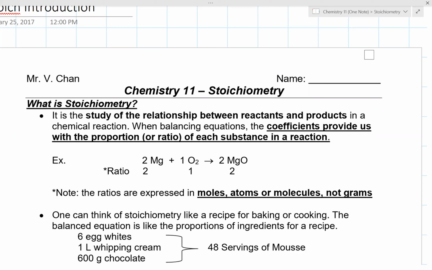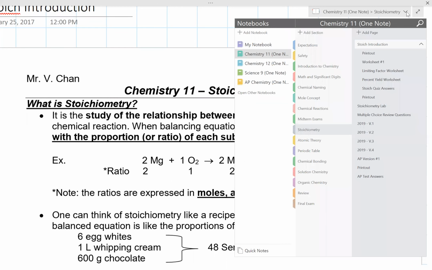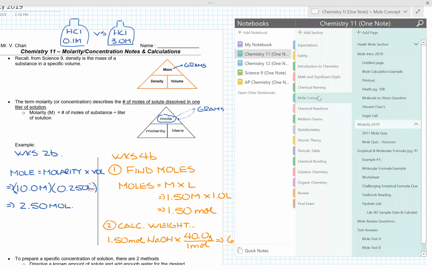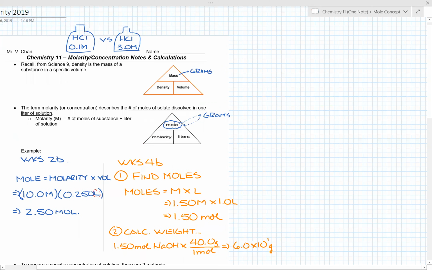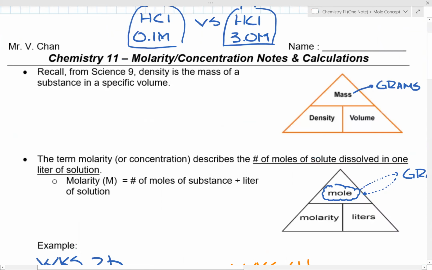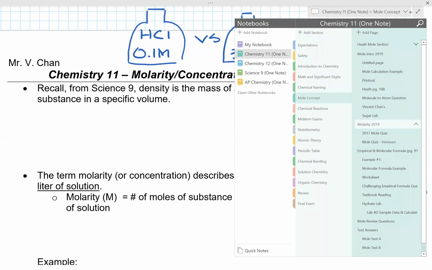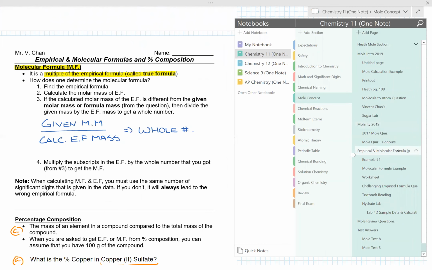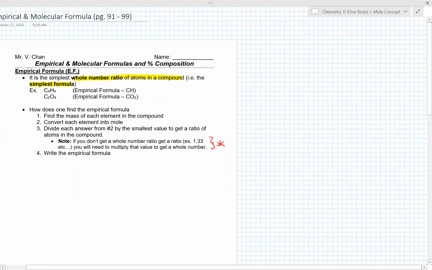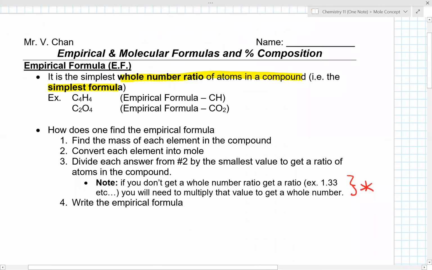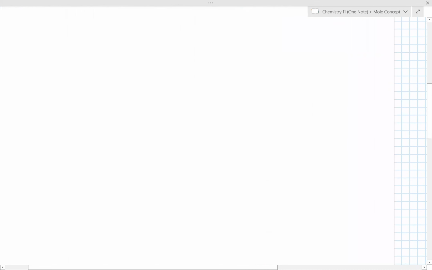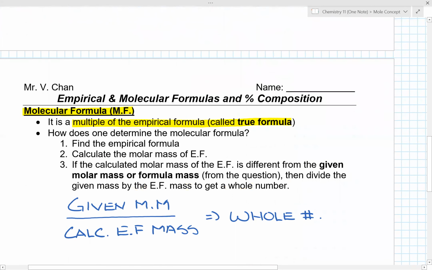Now, stoichiometry is basically another practical application of the mole concept. Earlier on, remember when we talked about the mole, one practical application was to use the idea of molarity, where we found the concentration of a substance. Another aspect was something like empirical formula, which was the ratio of atoms in a compound. And we had molecular formula.